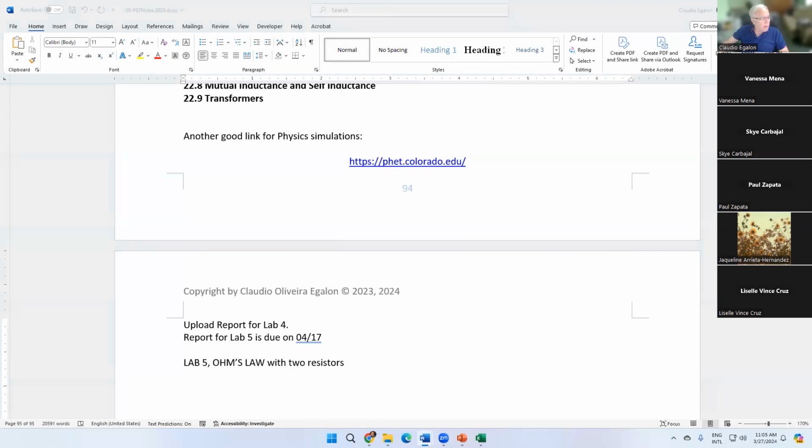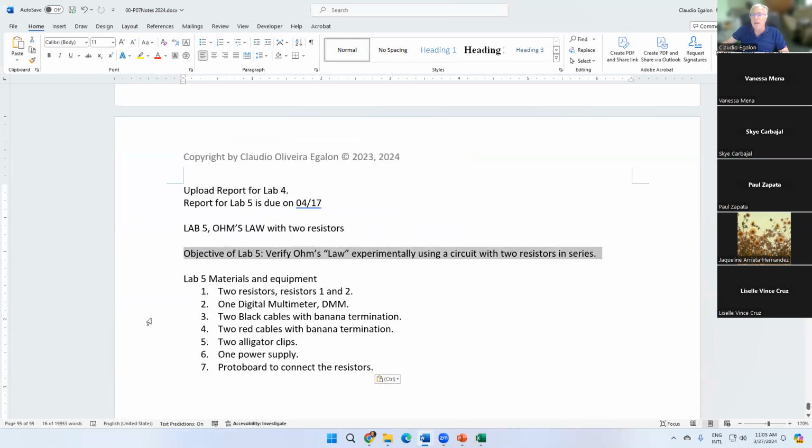So the materials for Lab 5. The objective for Lab 5 first, right? Verify Ohm's law, just like we did for a single resistor. Now we're going to verify Ohm's law for 2 resistors in series. And the materials are the following: 2 resistors, resistor 1 and 2, that you have to measure the resistance of with a digital multimeter.